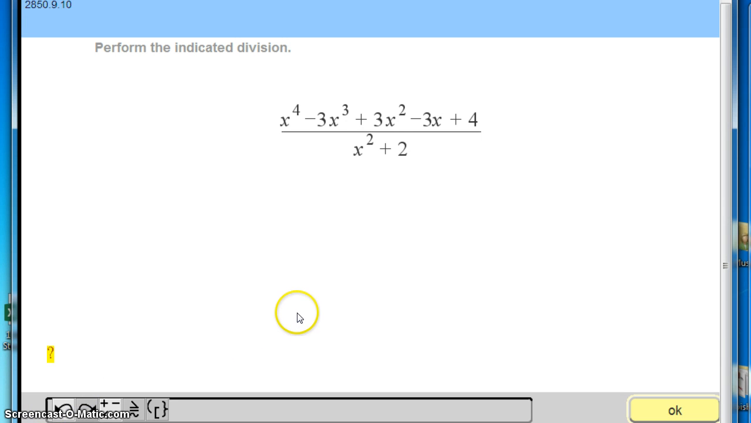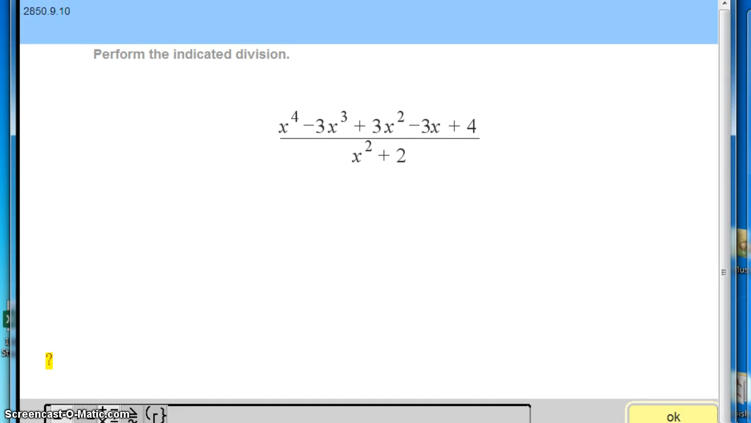Alright, this video is on polynomial long division, or dividing quadratics. You'll always see a problem like this, and then we'll set it up as a long division problem. So it's x to the fourth minus 3x cubed plus 3x squared minus 3x plus 4, divided by x squared plus 2.